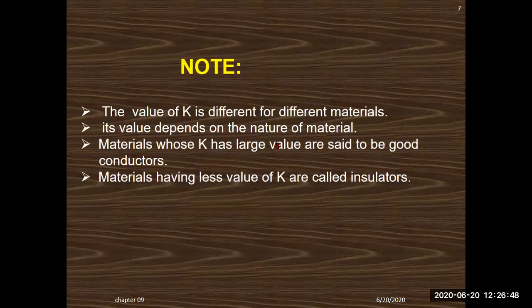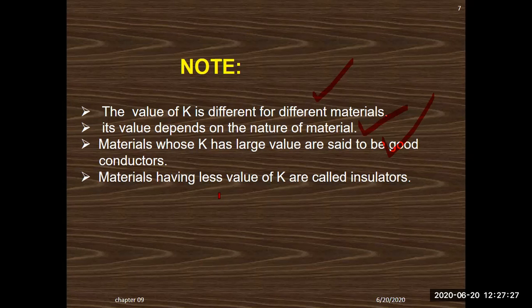So here is a note to remember. The value of K is different for different metals. It is not the same for all types of metals. Its value depends on the nature of the material. Materials whose K has a large value are said to be good conductors. This is the criterion to understand good conductors. If the material has a large value of K, then it is a good conductor, and it happens in the case of metals. Materials having a small value of K are called insulators, and they are poor conductors of heat.